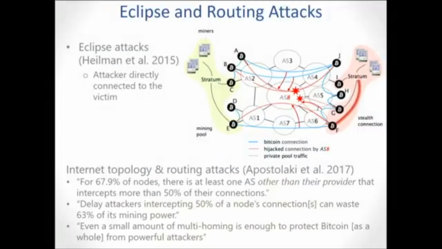One of them is described in the Eclipse attacks papers, where the attackers are directly connected to the victim, and they can partition the victim from the network, delay things, and cause various problems. And the internet topology and routing attacks paper that came out this year is even more problematic, because the attacker does not have to be directly connected to you. It's a remote attacker that you're relying on for your routing.